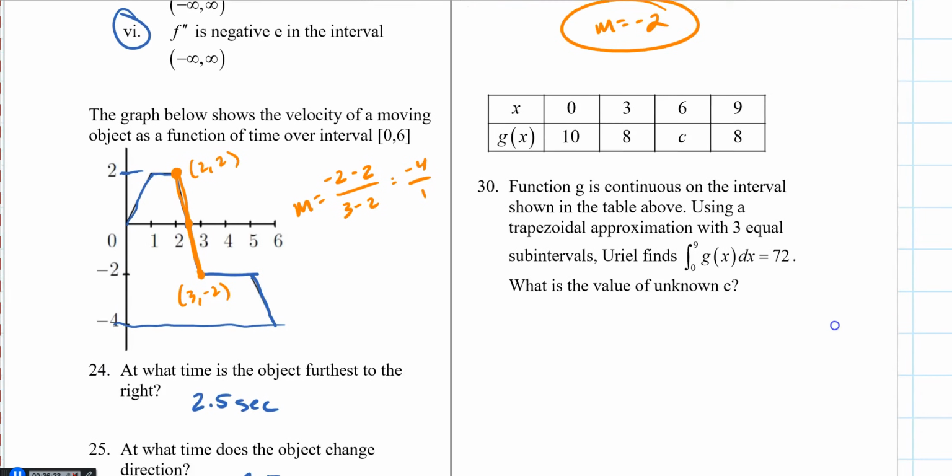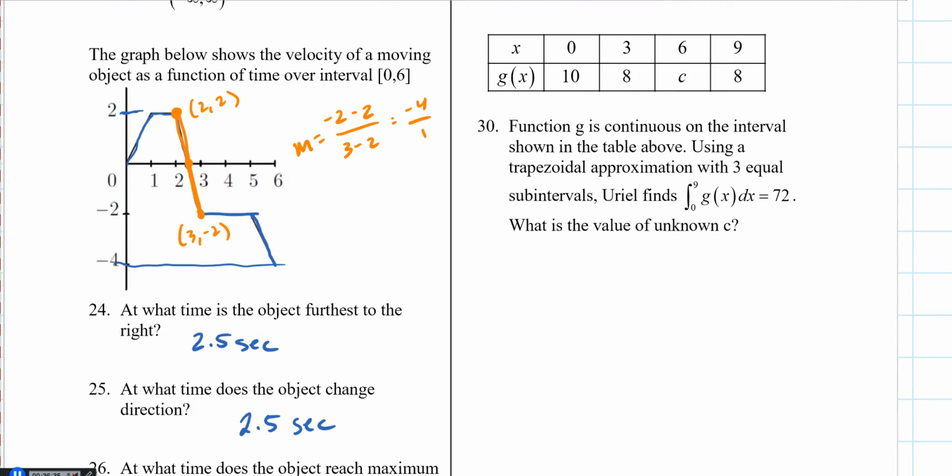Alright, and then the last question, number 30. Function g is continuous on the interval shown on the table above. Using a trapezoidal approximation with 3 equal subintervals, Euro finds that the integral from 0 to 9 of g of x dx is equal to 72. What is the value of unknown c?